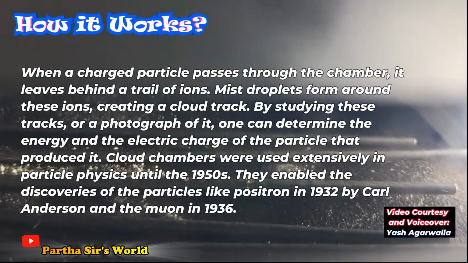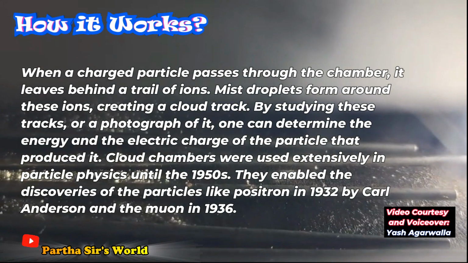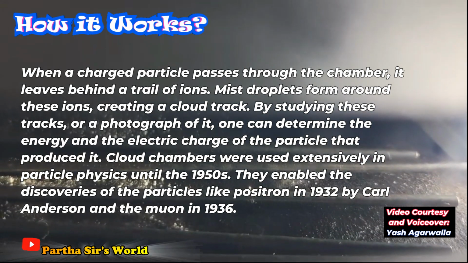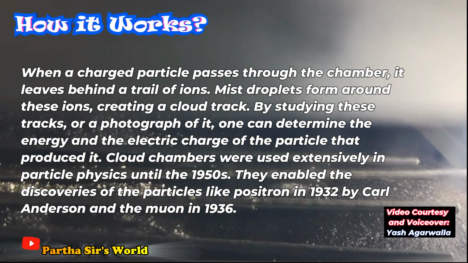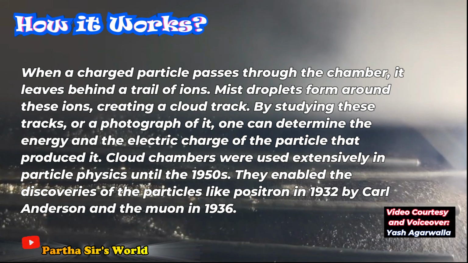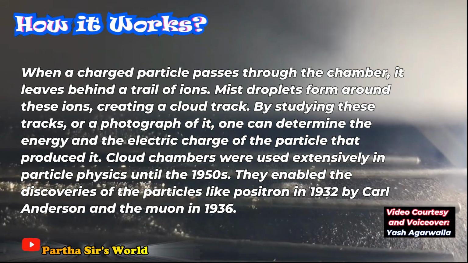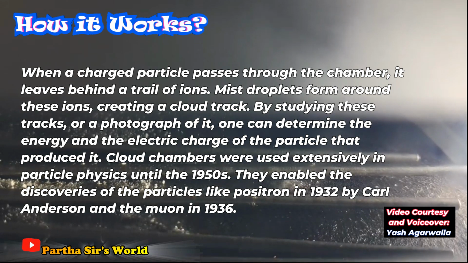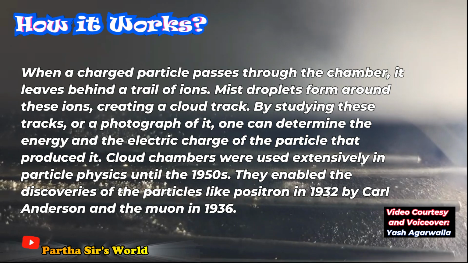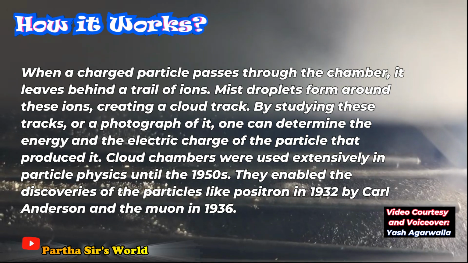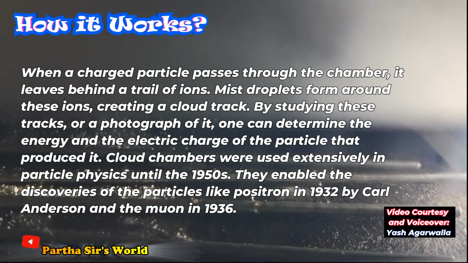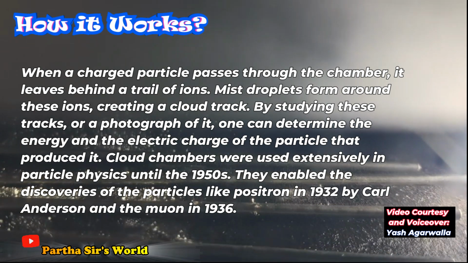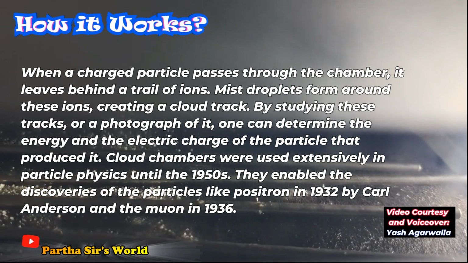When a charged particle passes through the chamber, it leaves behind a trail of ions. Mist droplets form around these ions, creating a cloud track. By studying these tracks or a photograph of it, one can determine the energy and the charge of the particle that produced it. Cloud chambers were extensively used in particle physics until the 1950s. They enabled the discoveries of particles like the positron in 1932 by Carl Anderson and the muon in 1936.